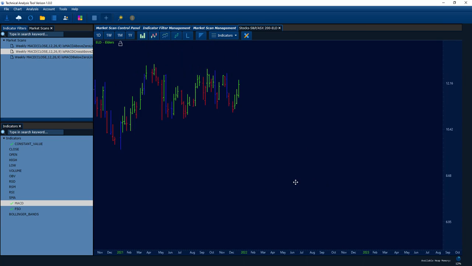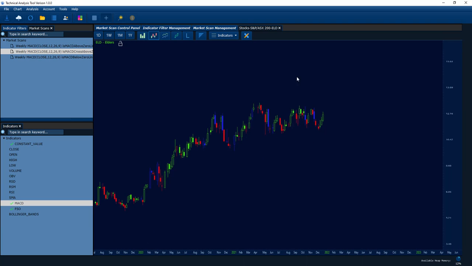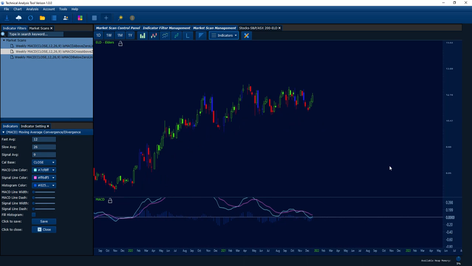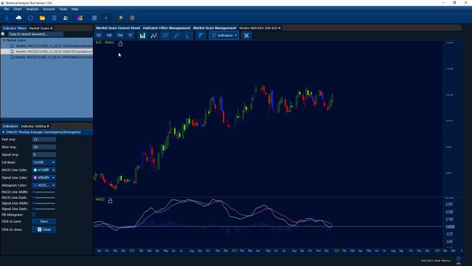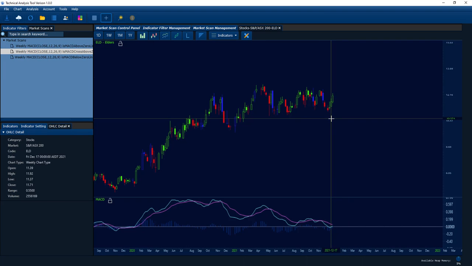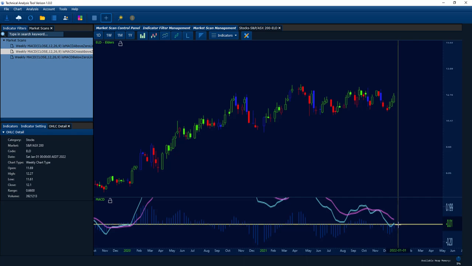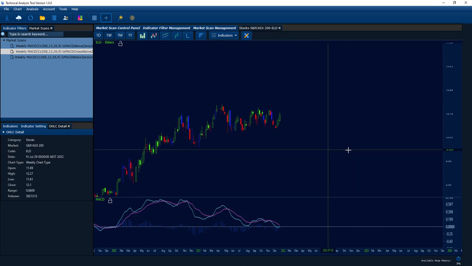Okay, and then, so now let's open the MACD indicator. So very interesting, as you can see here, MACD previous week is below or equal to 0, but this week is ticking above 0. So not that obvious, but it is above that 0 line. So that's a good result from the market scan.